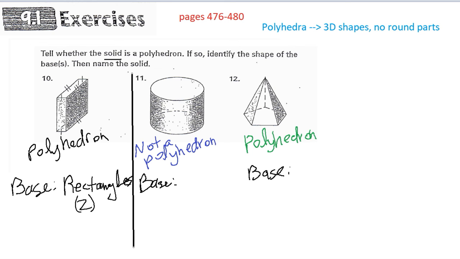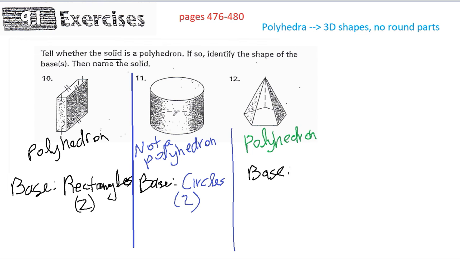Okay, then for number 11, I said I would still do the base or the bases even though it's not a polyhedron. And it looks kind of like what you might call an oval or an ellipse, but really I believe this is probably supposed to be circles. It's just that we're looking at it at an angle, so I believe we're supposed to have circles as the bases. There's two of them. There's a circle or an ellipse, so a round shape on the top and another on the bottom.